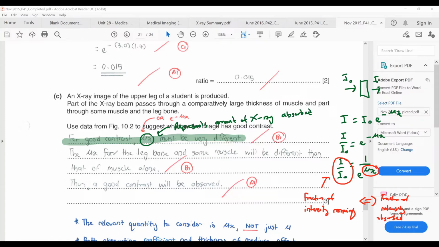Then after that, you say that the mu x for leg bone and some muscle will be very different than that of muscle alone. Therefore, a good contrast will be observed. All right.